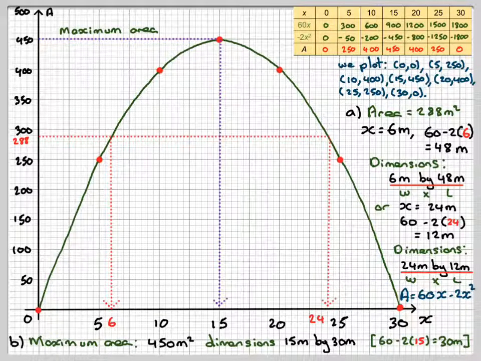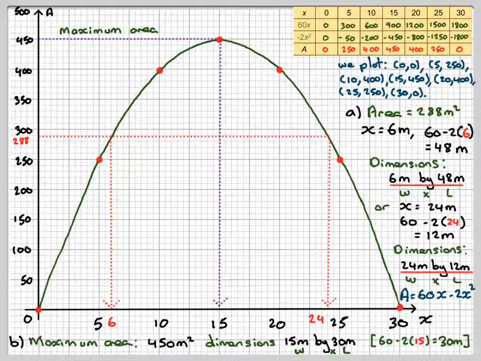Sorry, I'm going to correct myself there. If you did 60 minus 2 times 15, it would be 30, so the length would have to be 30. So again, we better write underneath here that this is the width by the length. Okay, so for the maximum area, the width of the fence would have to be 15, the length would have to be 30.